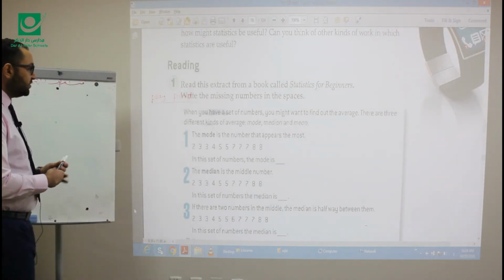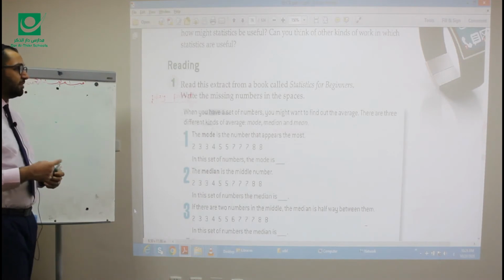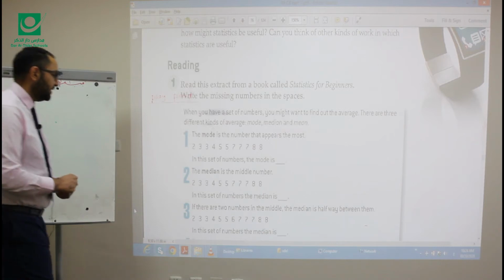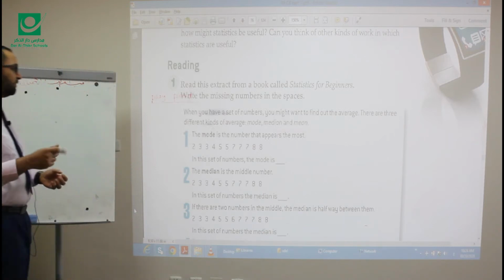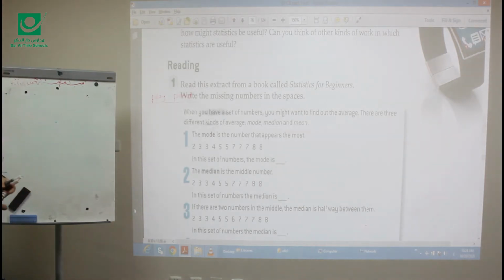The first one, as you can see, is the mode, which has a definition: the number that appears the most. So if you look at the set of numbers here, 2, 3, 3, 4, 5, and so on, what is the number that is repeated the most? It is 7. Thank you.